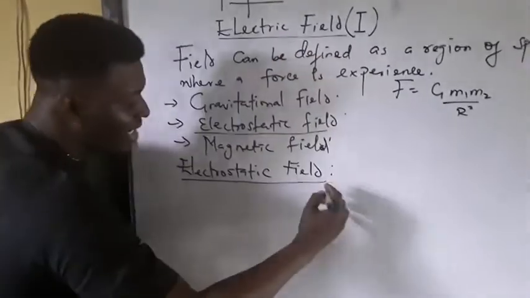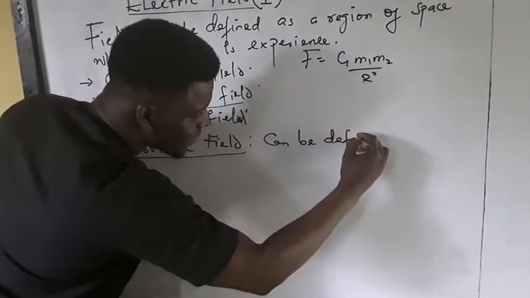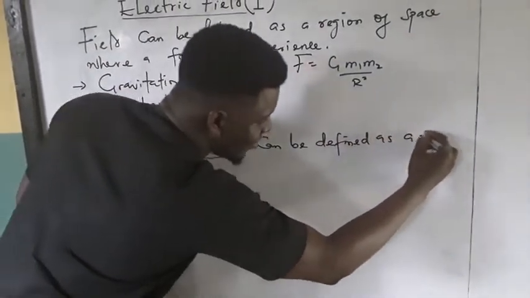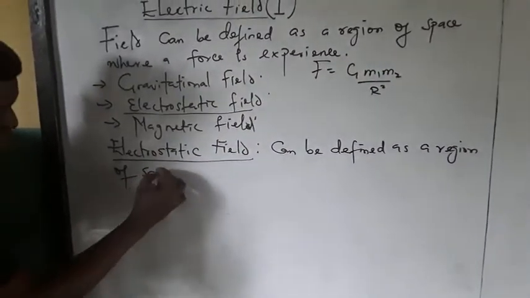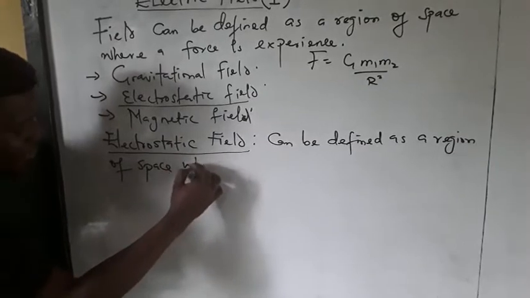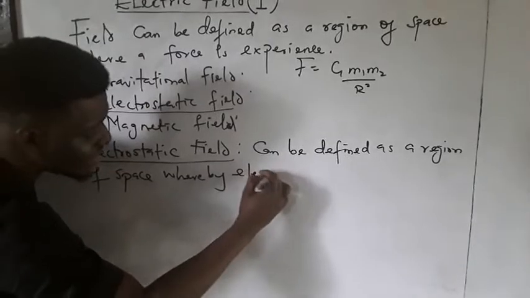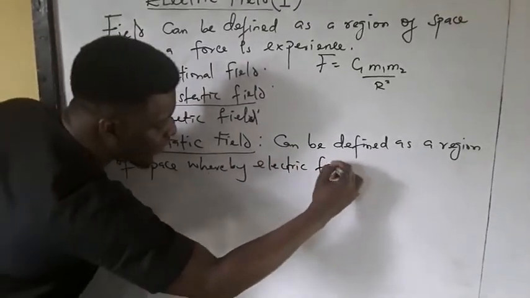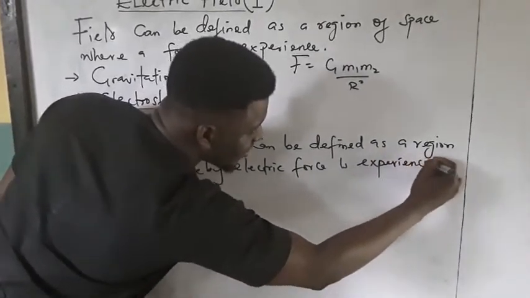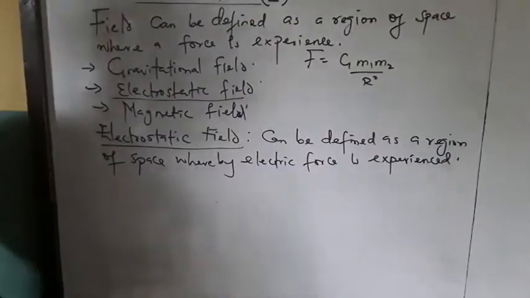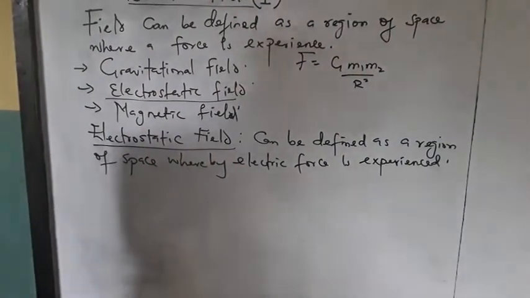Let us write it down. Electrostatic field can be defined as a region of space whereby electric force is experienced. It's just as simple as that.